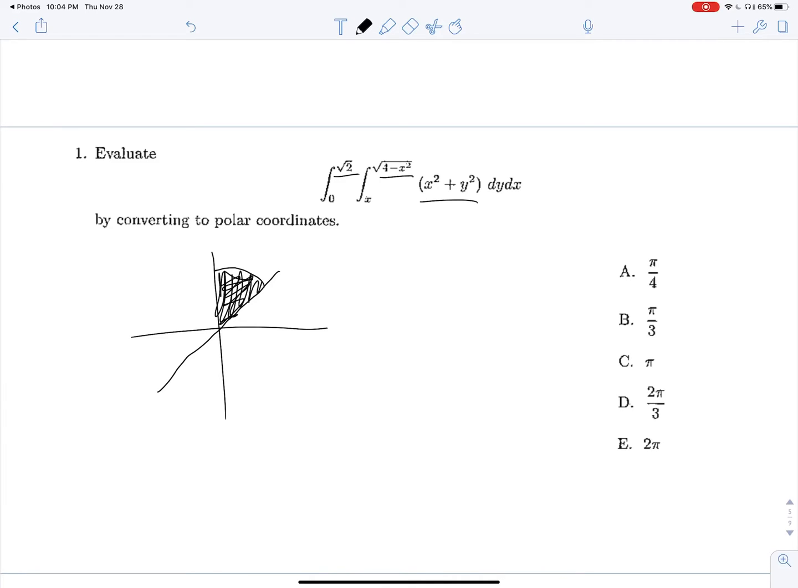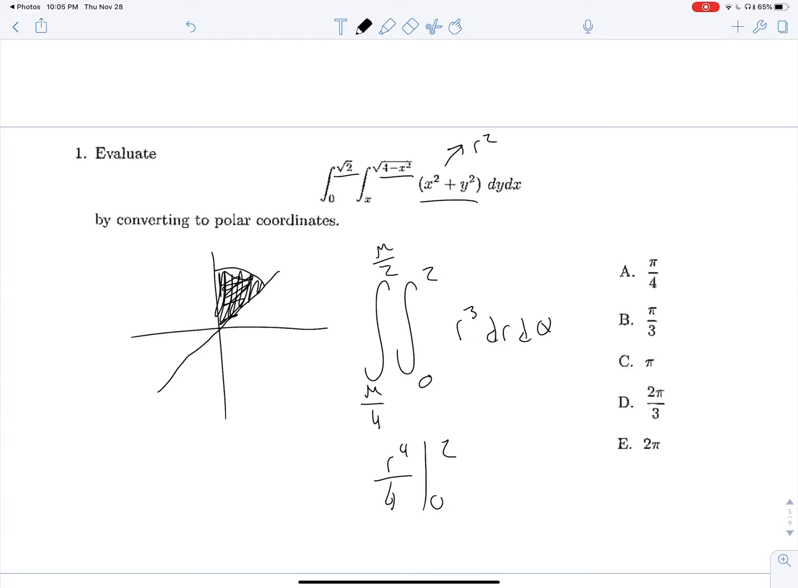And our integrand is going to become r squared. So overall, we're integrating from pi over 4 to pi over 2, and from 0 to 2 of r cubed dr d theta. Well, that's r to the 4th over 4 on 0 to 2, which is 4. And so get rid of all this, replace it with a 4, and then all this integral is going to do is multiply by the difference here, which is pi over 4 times 4, which is pi.